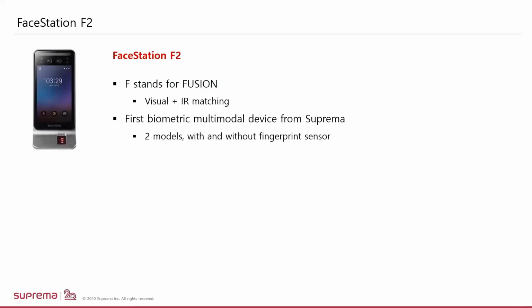There are two models for the F2. One is just for face, and the other comes with the fingerprint sensor, as you can see at the bottom of the image of the F2.